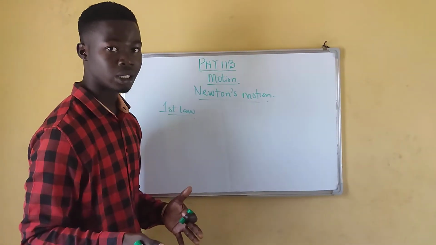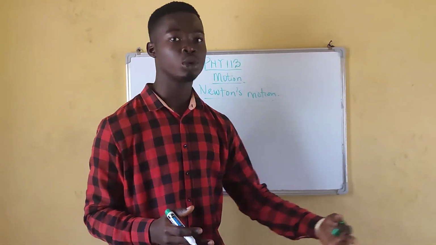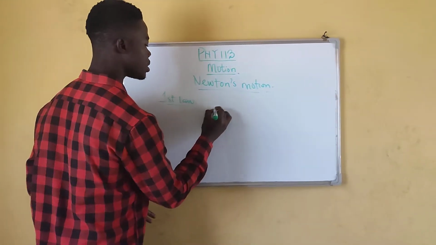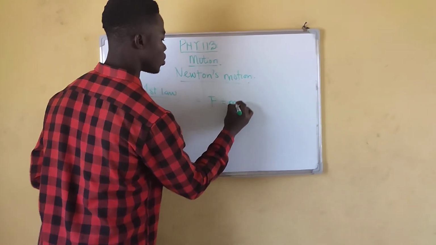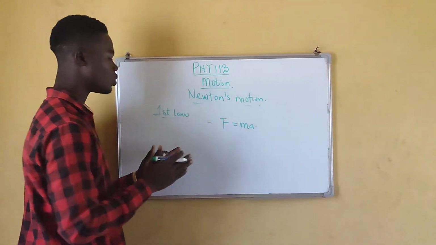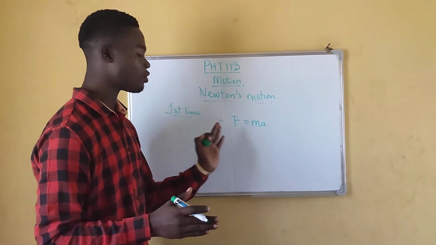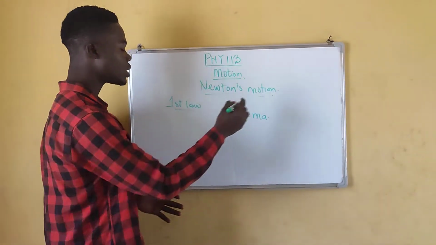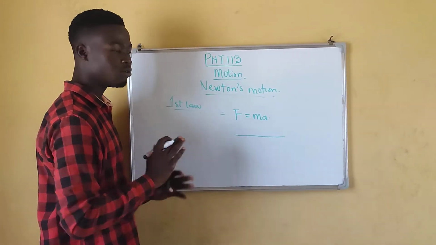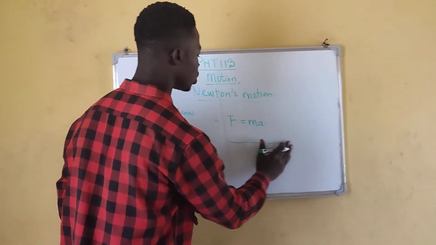says a body will be in a state of rest or a continuous, uniform motion if no external force is acting on it. That means F is equal to what? MA. A body continues to remain in a stationary position if no external force is acting on it, or a body will continue to move in a uniform motion if no force is acting on it. So that's the first law of motion.